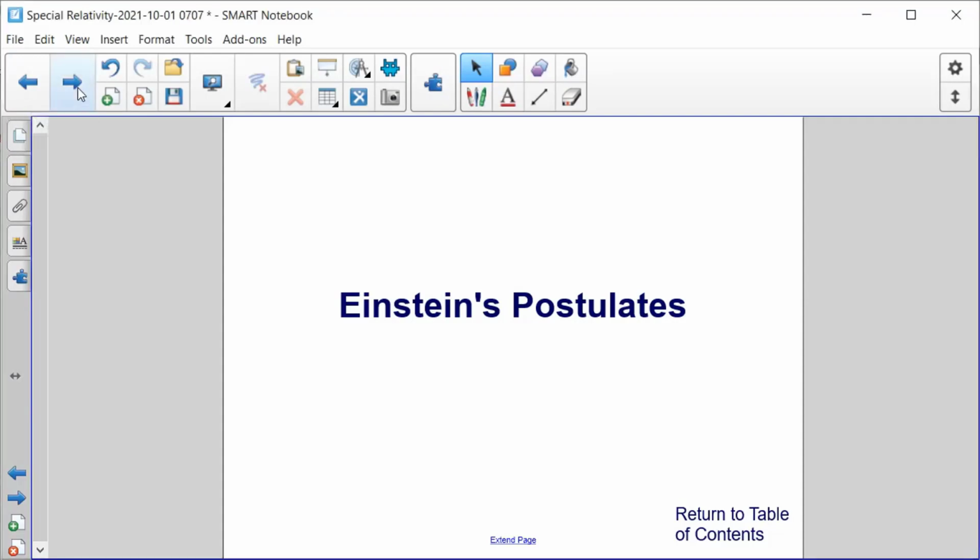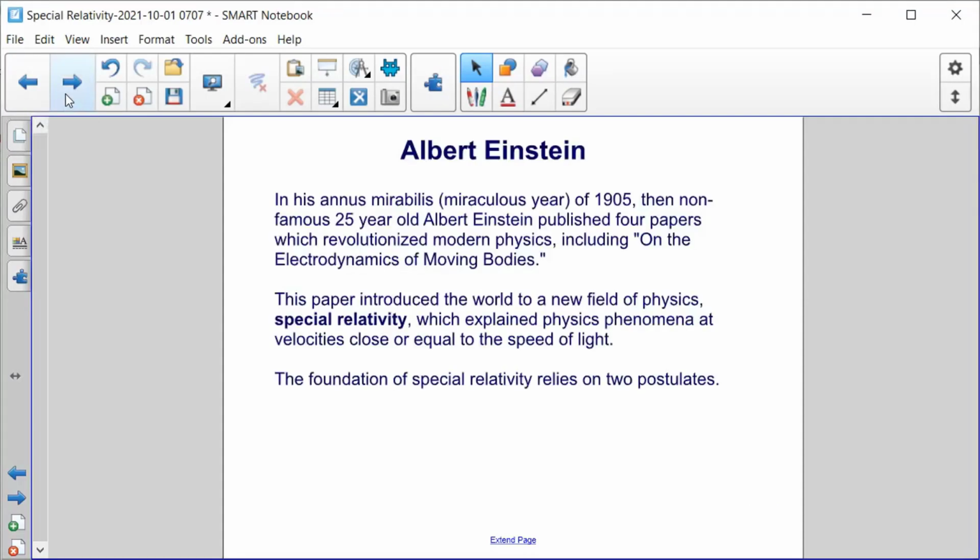Einstein's postulates. In 1905, Einstein had his annus mirabilis, or miraculous year. At the time, he was a not famous 25-year-old, and in that year he published 4 papers which revolutionized modern physics. One of those papers was on the electrodynamics of moving bodies. This paper introduced the world to a new field of physics known as special relativity that explained physics phenomena at velocities close or equal to the speed of light.